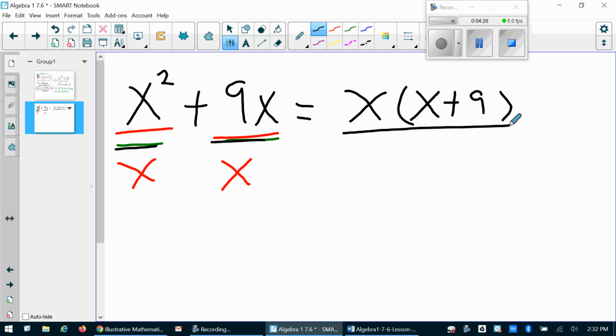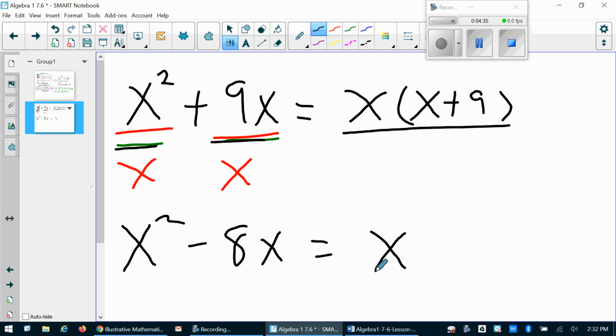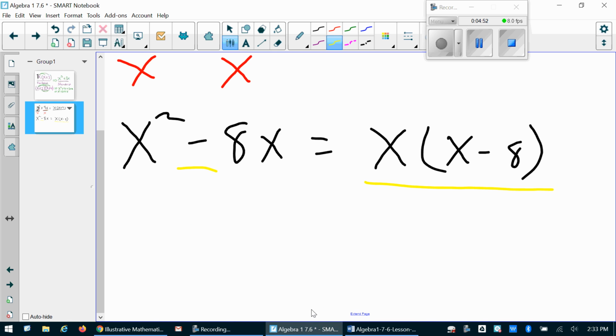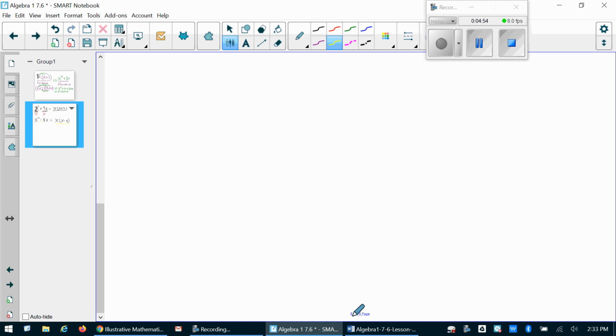Same way with the one below it. If I have x squared minus 8x, I can pull out an x from both of those terms. X squared over x is x. 8x over x is 8, and we have a minus in the middle because we have a minus right there. So two basic examples. That's not super new. What I'm going to show you next is new.